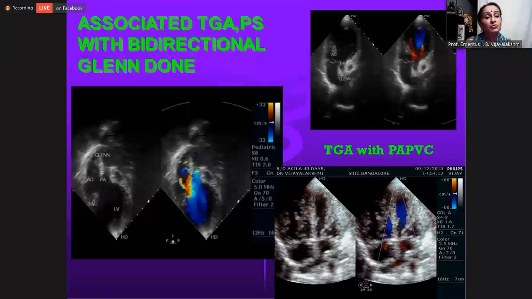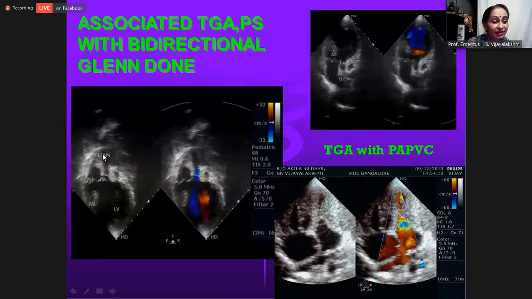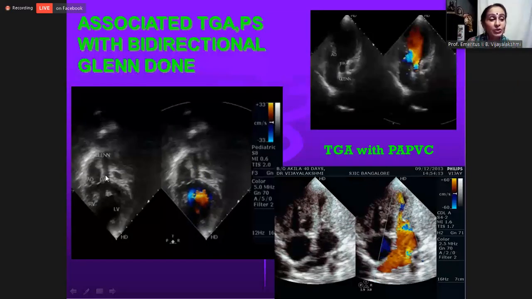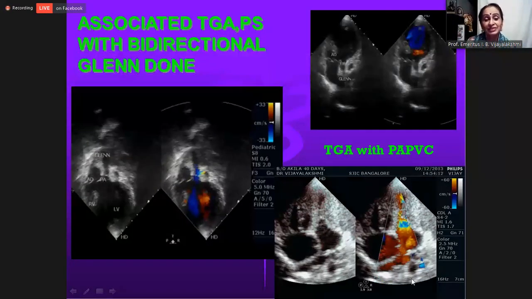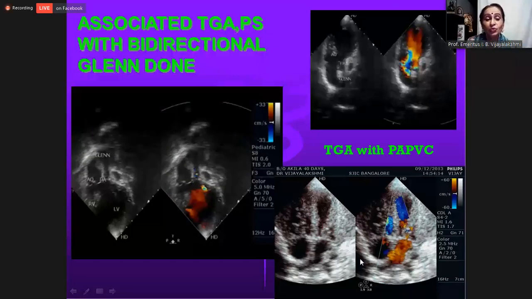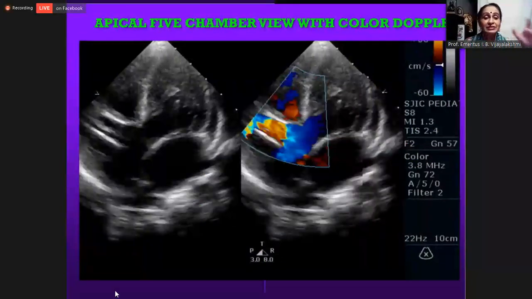Associated TGA with pulmonary stenosis, and here you can see that the bidirectional Glenn that is done also can be made out in the echo. So this is the inverted image, and this is the patient with the TGA with the PAPVC. So this is how even the complex congenitals can be made out.